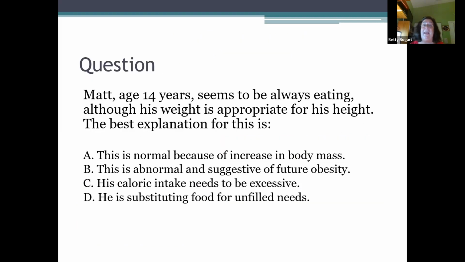So Matt, age 14, remember what happens at age 14. Seems to be always eating, although his weight is appropriate for his height. The best explanation for this is what? 14, when is that? That adolescent growth spurt time. He should be eating, right? So it is normal, absolutely normal. The answer is A.